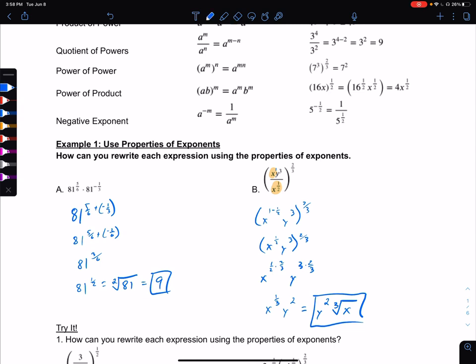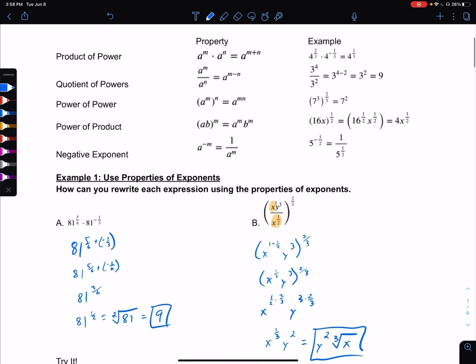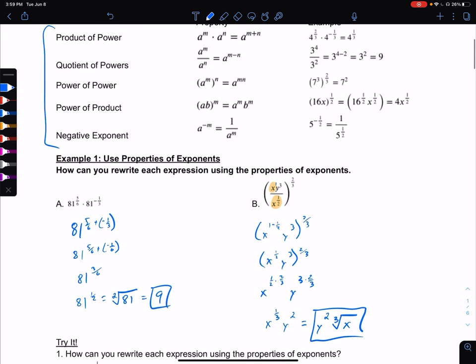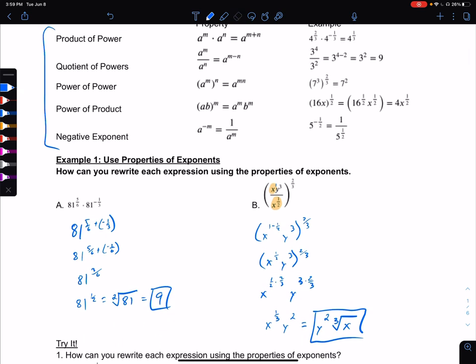For these type of problems, always reference back to this little chart here, or this table, whatever you want to refer to it as. You've got all your properties of exponents, and that'll help you with these type of problems. Take your time with them. Make sure you're doing the properties correctly, and don't rush through them, and you should be able to get most of these correct with minimal effort.